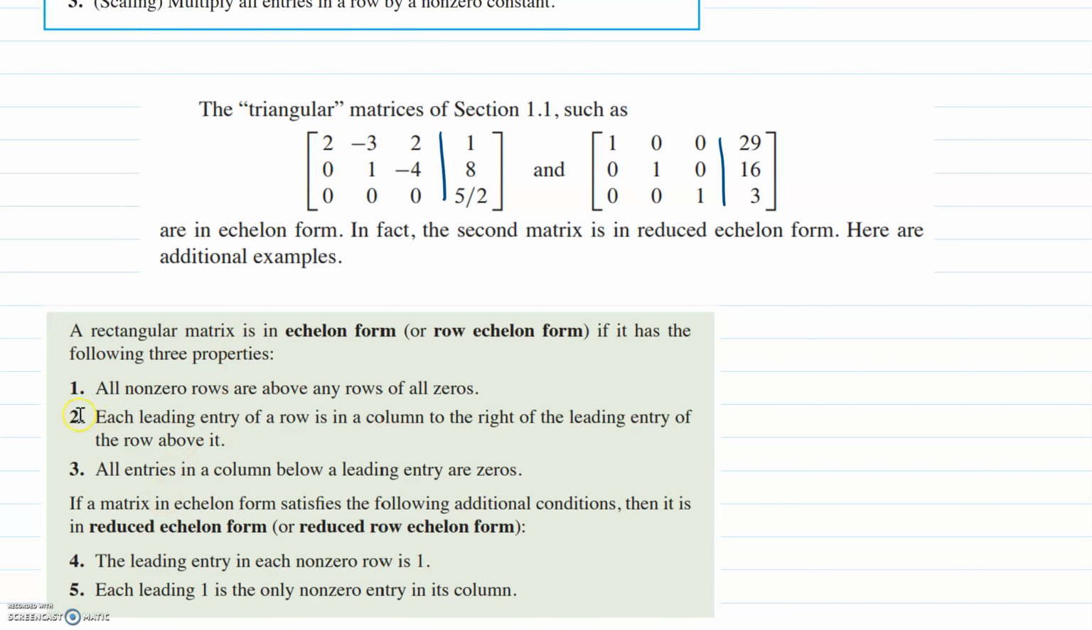There's no row of zeros. The second property is that each leading entry of a row is in a column to the right of the leading entry of the one above it. And then there are zeros below each of the leading entries. It's not reduced because there's a 2 there, and there needs to be a 0 above and below the leading entry in that second column. But if we look here to the right, this one is an example of a matrix in reduced echelon form because it not only has the 1s here, but it has the zeros above and below.